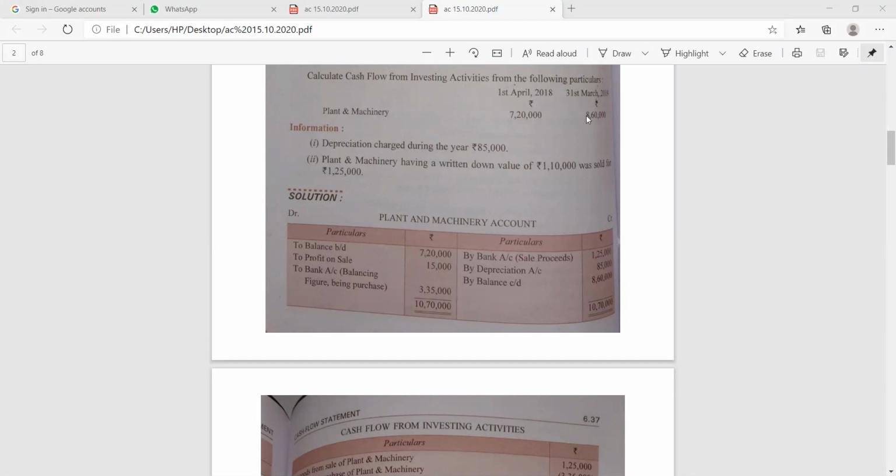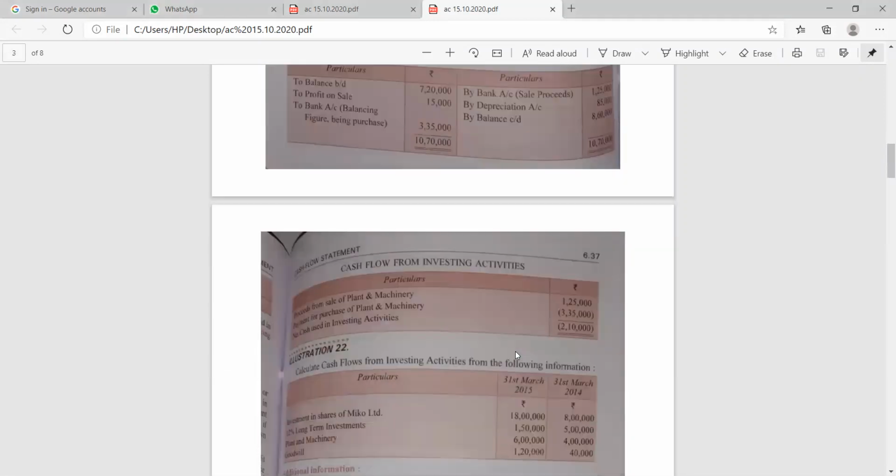Now let's come to the solution part and see. In investing activities, proceeds from sale of plant and machinery are to be shown, that is 1,25,000. Payment for purchase of plant and machinery, that is 3,35,000, is to be shown. I hope the question is arising in your mind, then what to do with depreciation and profit on sale.